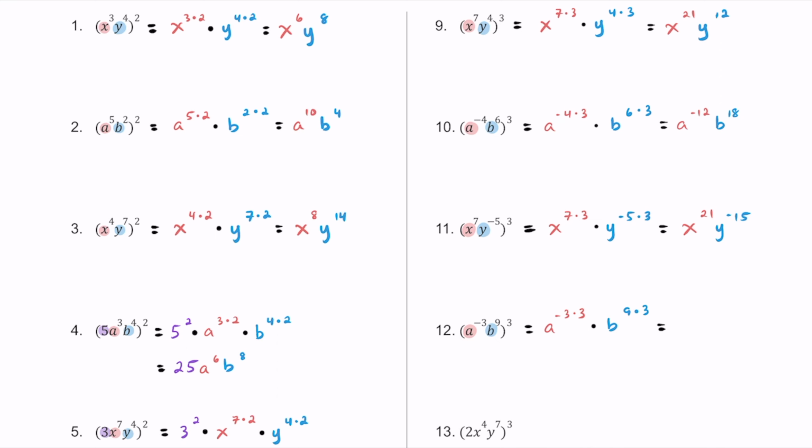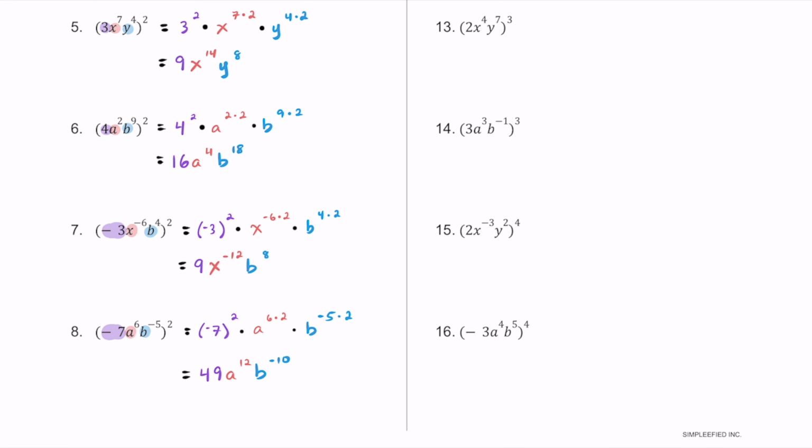Now for the a's, if we multiply this negative 3 times 3, that's negative 9. So we're going to have a to the negative 9th power. And then for b, we have 9 times 3, which is 27. So it's going to be times b to the 27th power. So that's as simplified as we can write this without using any fraction bars, even though we have negative exponents.